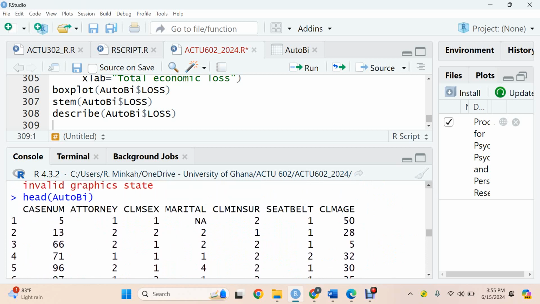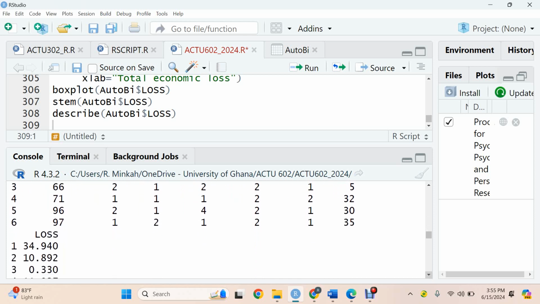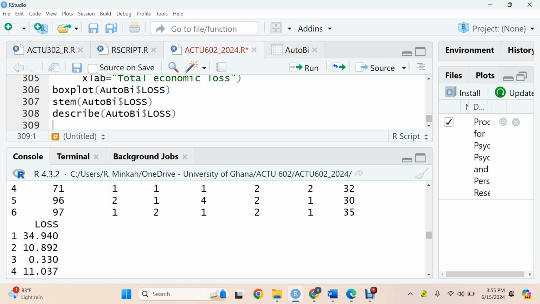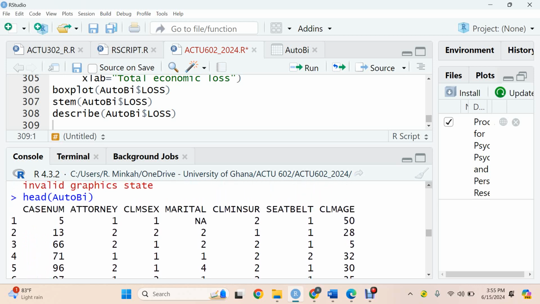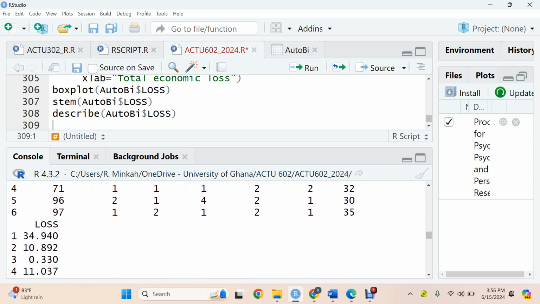Okay, so you see there is loss. Oh, this one is... are we dealing with the auto BI? Or this? Okay, the loss is down there, so I couldn't see it. So there is loss. Now, if you come to the seat belt, you see that is category. So the first person is in category 1, and the loss was 3.34.94.